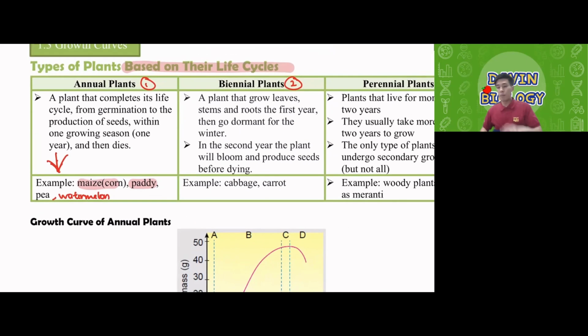Now, biennial, the examples, we just memorize these few, because in our SPM standard, they won't ask a lot of biennial examples. So you just remember cabbage, carrot, and maybe you can add one more, radish. So usually plants that grow on the surface of the soil. Okay, carrot, radish, cabbage. 2 years.